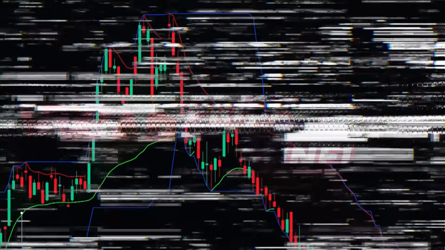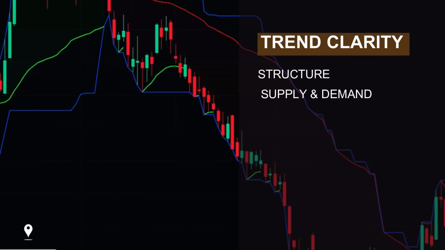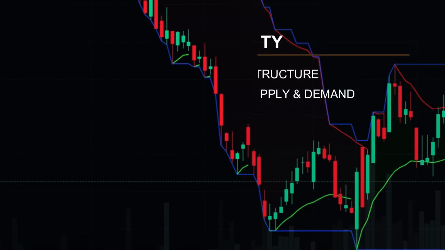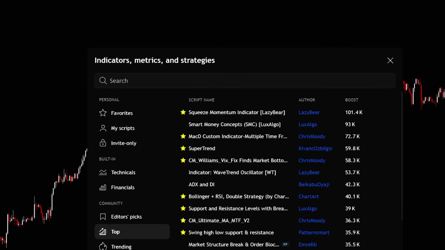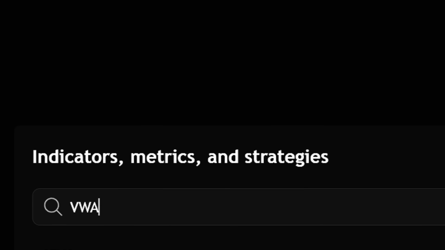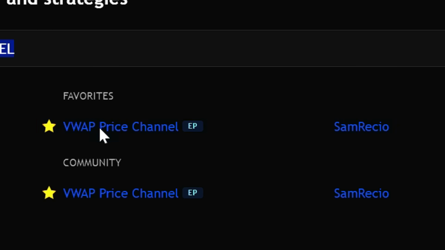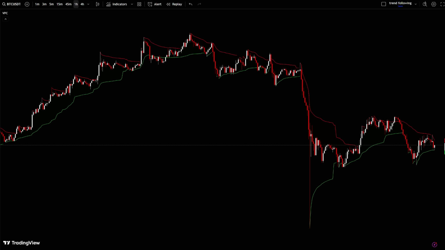Alright, first up, the VWAP price channel. This is the foundation of this strategy. It's what gives you trend clarity, structure, and a visual of supply and demand areas on your chart. Adding it is simple. Go to the top of TradingView, click indicators, type VWAP price channel, and click on it to add it to the chart. It's on your chart now.